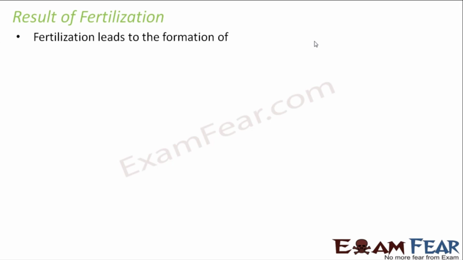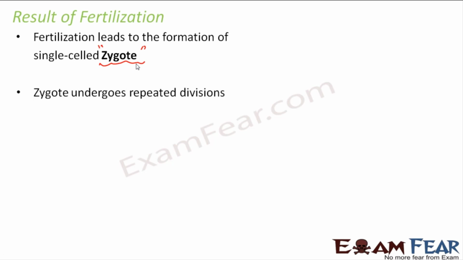Now what is the result of fertilization? Once the nucleus of the sperm fuses with the nucleus of the ovum, what is formed? The result is that a single-celled zygote is formed. So this is the result of fertilization. So first a zygote is formed, then this zygote will undergo repeated divisions.